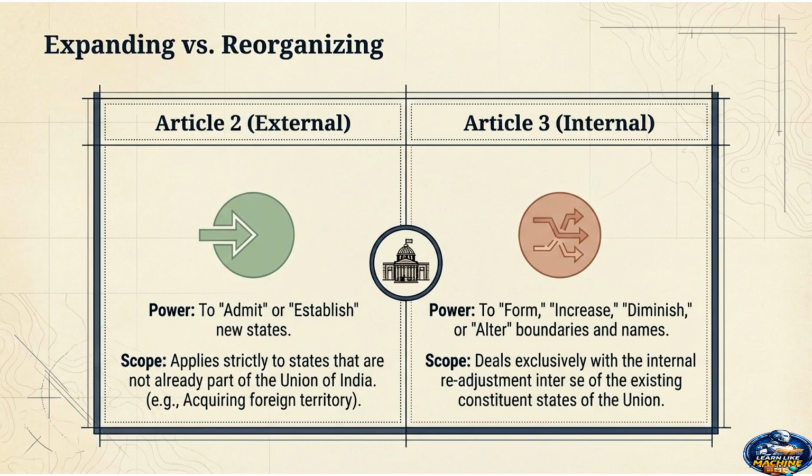Article 2. Parliament can admit or establish new states. This usually relates to territories coming from outside. Article 3. Parliament can create new states, change boundaries, change area, change names. This is the most important article for map changes. Examples. Andhra Pradesh divided and Telangana created. Orissa renamed Odisha. Madras renamed Tamil Nadu. Easy memory trick. Article 2 equals outside entry. Article 3 equals inside editing.